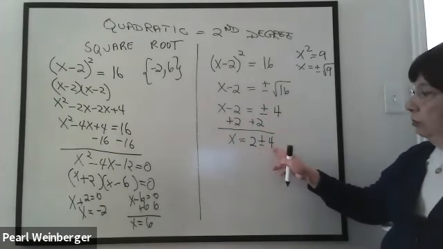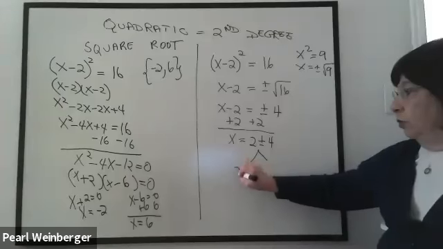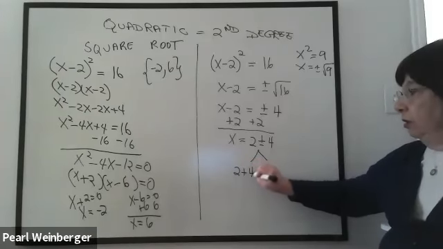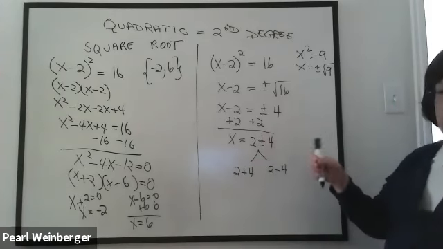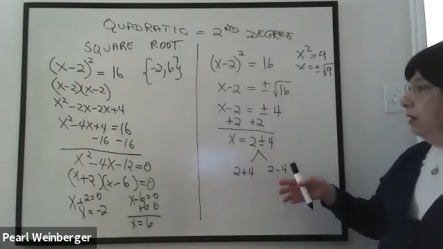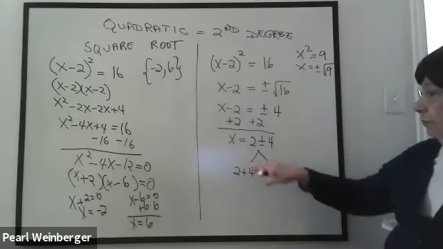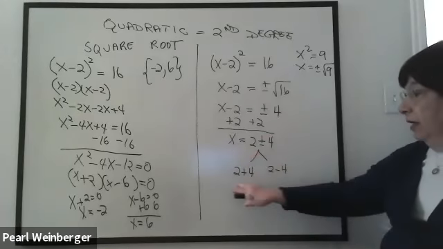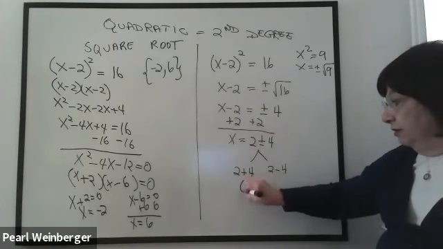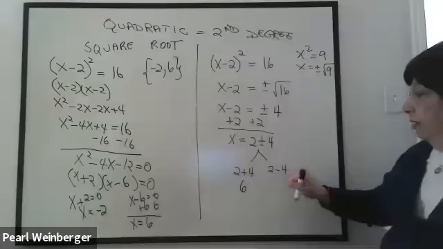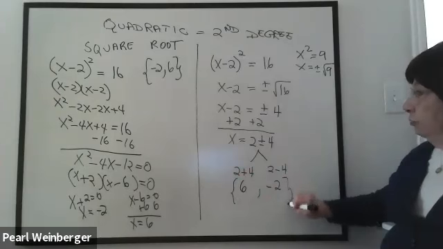What does this 2 plus or minus 4 mean? It means that we really have 2 answers. One answer is 2 plus 4, and the other answer is 2 minus 4. Remember, this plus or minus is just a shorthand way of writing one number being positive 4, one number being negative 4. It's just a quick way of writing it. Now look, when I separate it, I do 2 plus 4, that gives me 6. And when I do 2 minus 4, I get negative 2. And guess what? Here are my exact 2 answers.